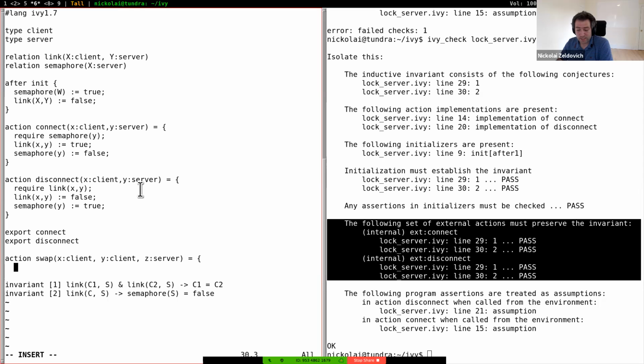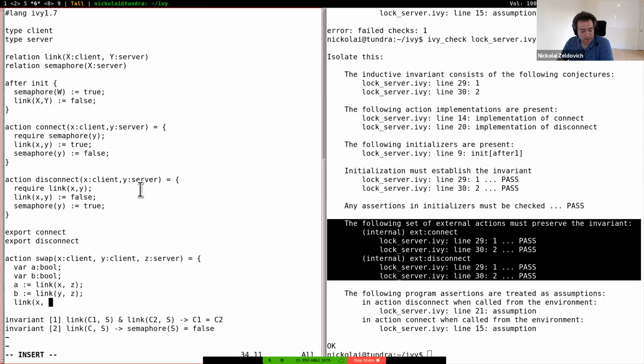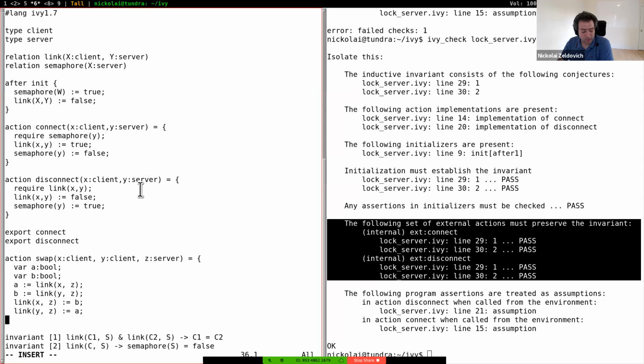And the way to write this in Ivy is that we just have to remember what the link value was of the guy who's donating the lock and give it to the guy who's getting the lock. So we can do something like var a bool, and we'll have two booleans. We'll save the link value of the X client, and then we'll save also the other guy, and we'll sort of swap. So X is holding the lock as if it was Y before, and Y is holding the lock the way that X was holding it before.